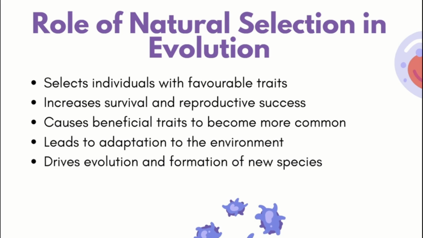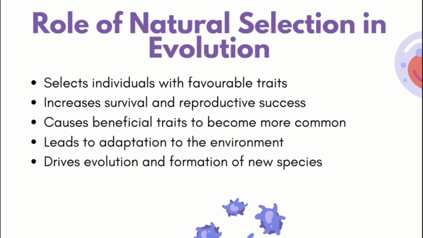A million years ago, or however long, let's just say for example, having short legs was advantageous. And then a million years later, because natural selection influenced it, now short legs are not favorable. So it's now long legs, just for example purposes only. So basically, the role of natural selection in evolution is that it selects individuals with favorable traits. It increases survival and reproductive success. It causes beneficial traits to become more common. Exactly, that's basically what I was saying just now.